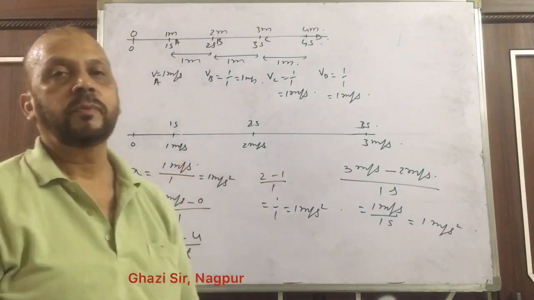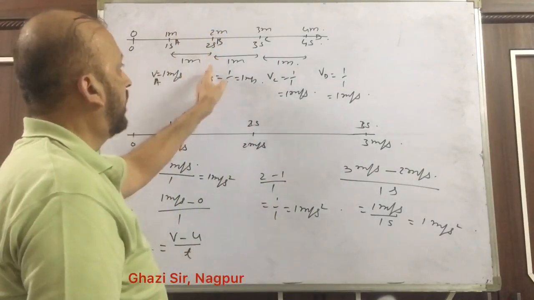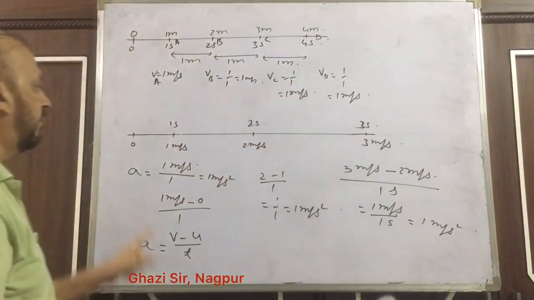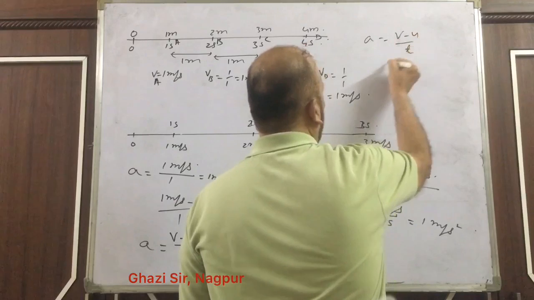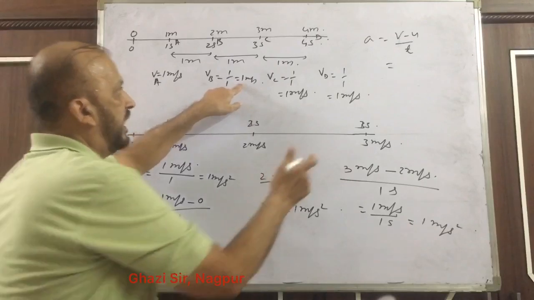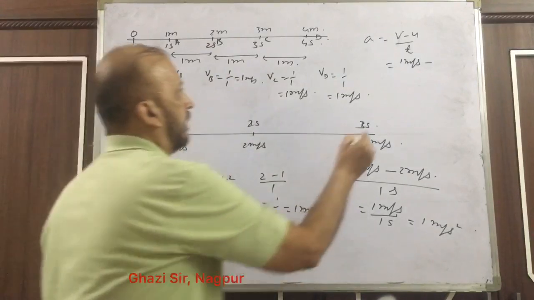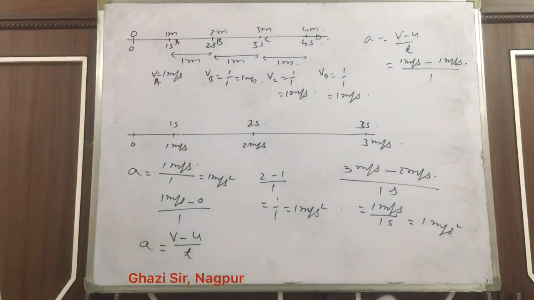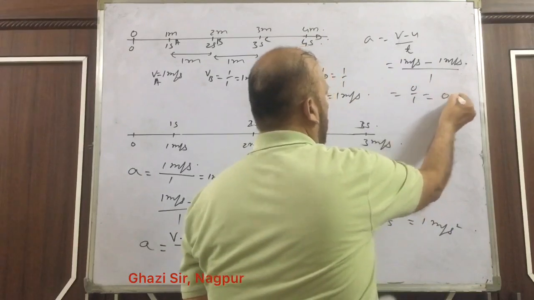of velocity. Since velocity is not changing, 1 meter per second, 1 meter per second, 1 meter per second. For example, suppose if we calculate it from this formula, A is equal to V minus U upon T. Between these 2 points, here velocity is 1 meter per second, minus, here velocity is 1 meter per second, divided by time is 1. So there is no change in velocity. 1 minus 1 would be 0, upon 1, that is 0.